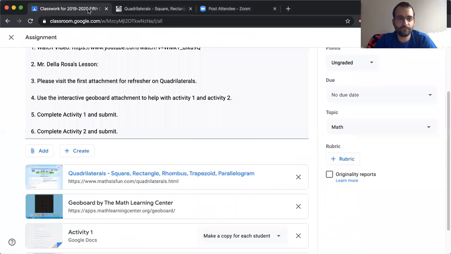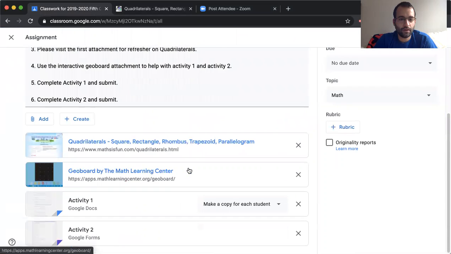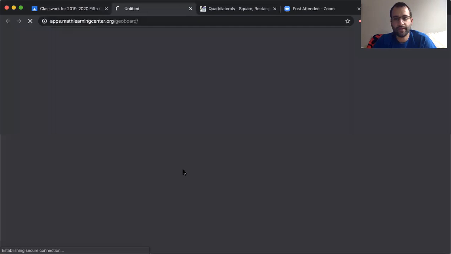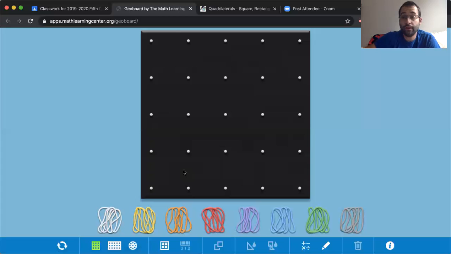Okay, let me go back. All right, let me go to now this site. So obviously you don't have a geoboard in front of you. Maybe some of you might at home, but I know I don't have one at my house. And so this is an interactive geoboard that's going to help you in order to make some different shapes.